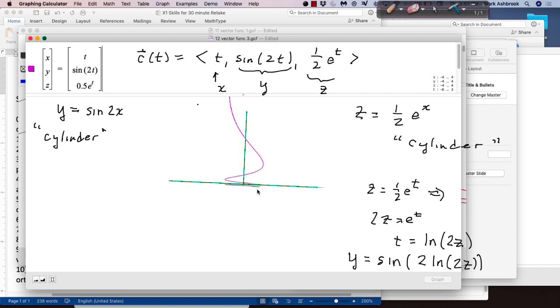Okay. Close enough. So what happens is for low values of z, you get lots of cycles of sine. But then as z increases, this exponential takes over. And so z is going to increase rapidly as t increases, and then you don't see as much variation in the y coordinate sine. So that's just going to get infinitely squiggly as you get close to the xy plane there.